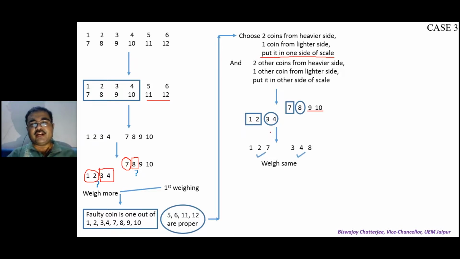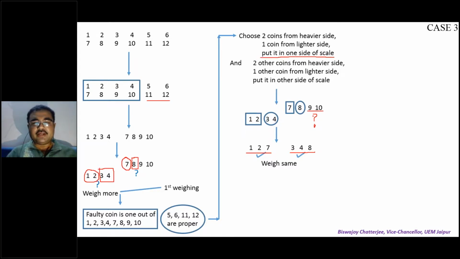And you can immediately comment, because they weigh the same, 1, 2, 7 and 3, 4, 8 are all proper coins, and you can immediately leave them out. So your doubt was with 1, 2, 3, 4, 7, 8, 9, 10, out of which 1, 2, 7, 3, 4, 8 are proper. So where is the doubtful coin? The doubtful coins are only 9 and 10. So you know 1 out of 9 and 10 is faulty, and that also you know that it is lighter.